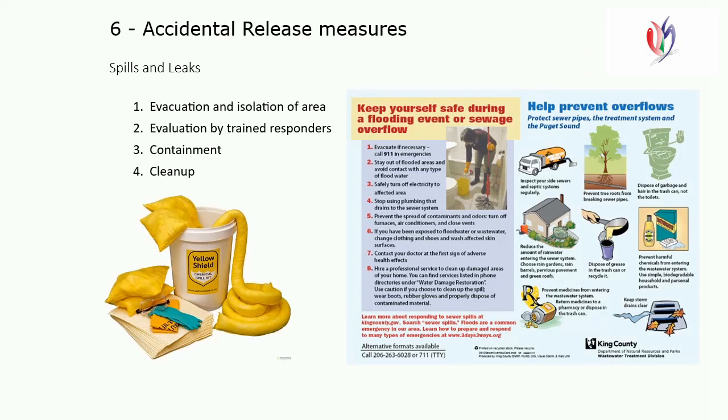MSDSs also provide information about what to do in the event of a chemical release, for example, a spill or a leak. Almost every hazardous substance spill requires personnel to evacuate and isolate the area, either because of health hazards, such as respiratory concerns, or because of physical hazards, such as slippery surfaces or the danger of fire. At that point, specially trained and equipped personnel need to come in to evaluate the scene and determine how to respond safely to the spill. The MSDS will explain necessary measures to contain and stop the release.